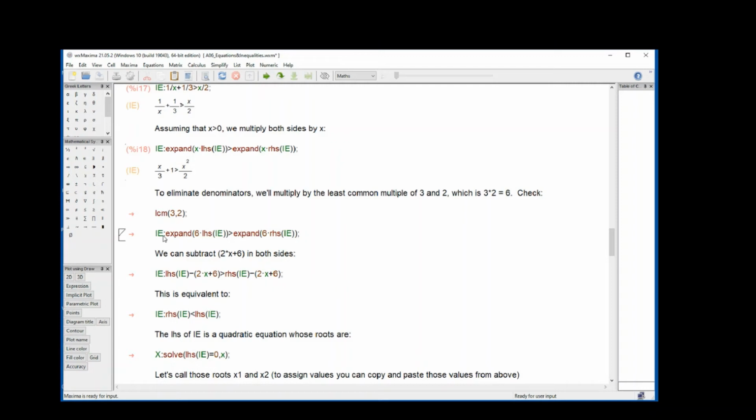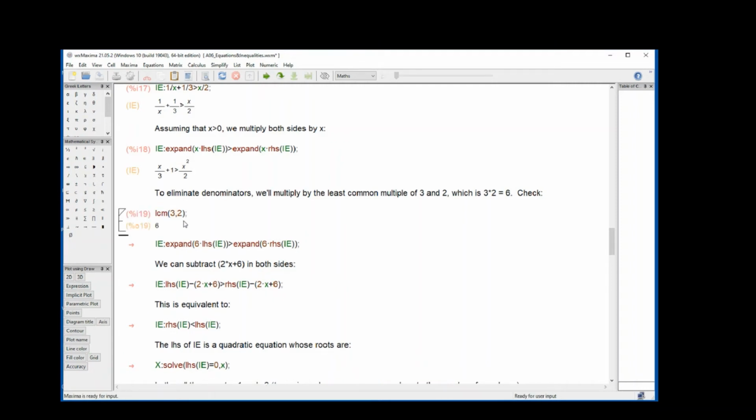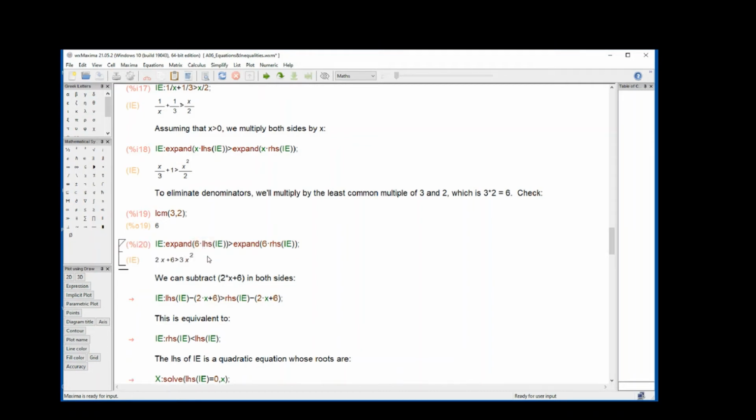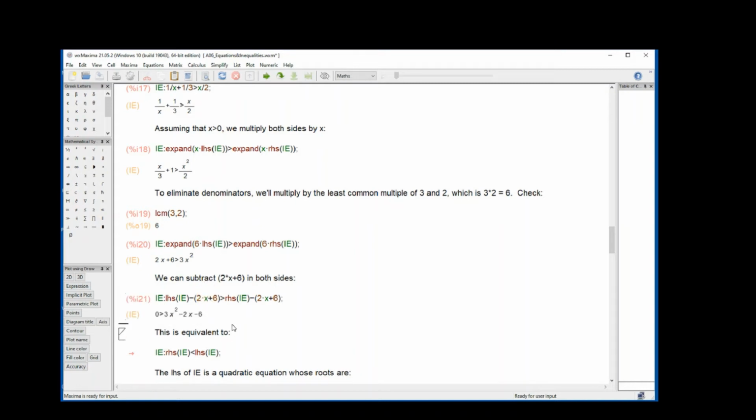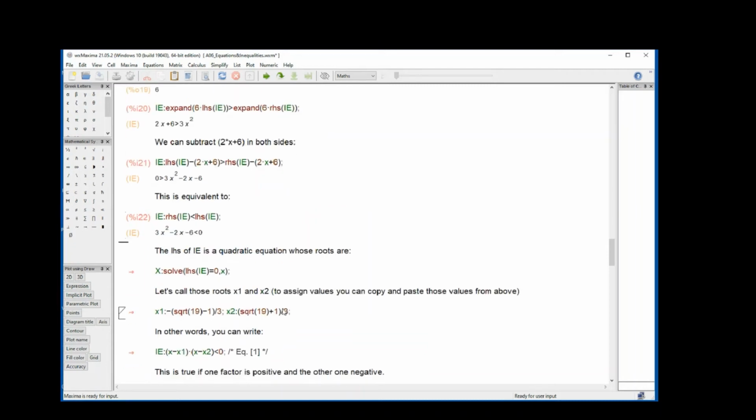When I eliminate the denominator, finding the least common multiple, which is 6, I'm going to multiply by 6 both sides, expand, and then I want to keep the x squared on the right hand side. I'm going to subtract 2x plus 6 from both sides and switch the direction of the inequality and get this result.